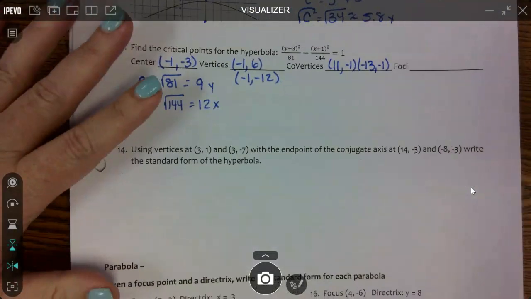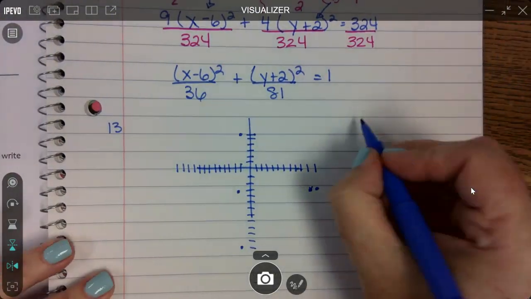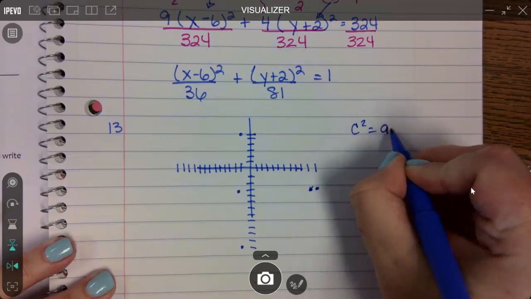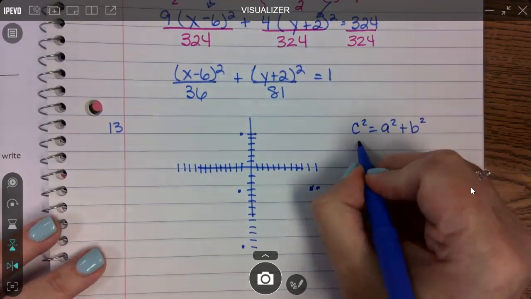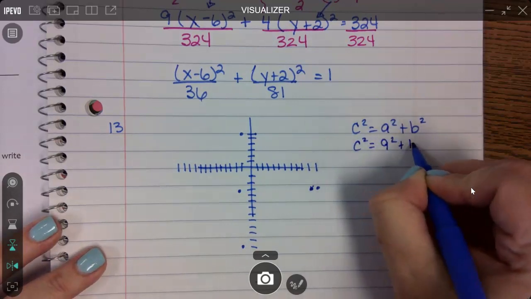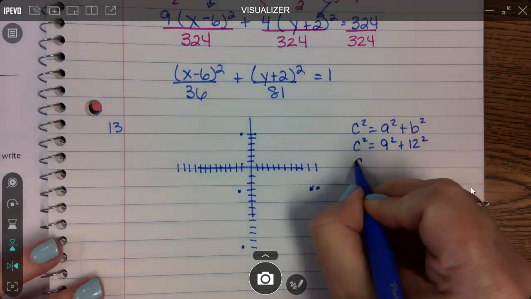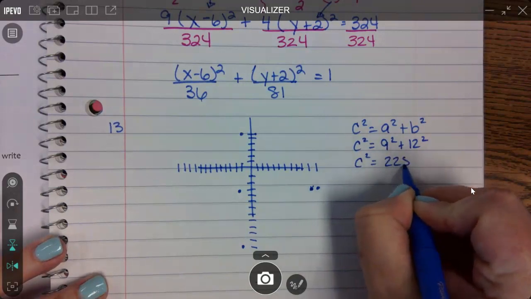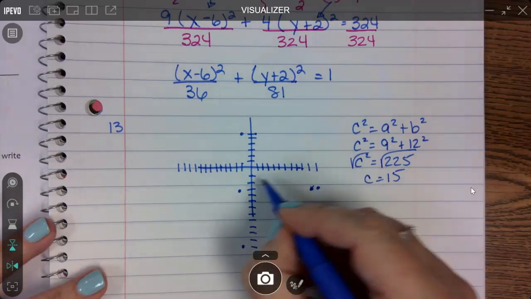Okay, so let's find our C squared. So A squared plus B squared. C squared equals 9 squared plus 12 squared. So 144 plus 81 is 225. So C squared equals 225. Take the square root, and C equals 15.